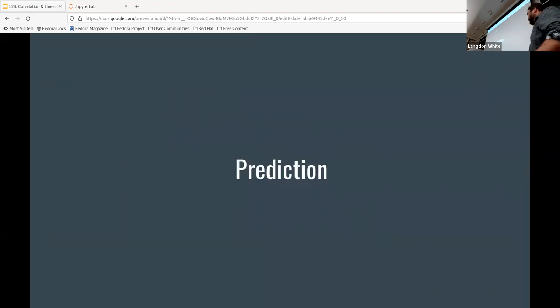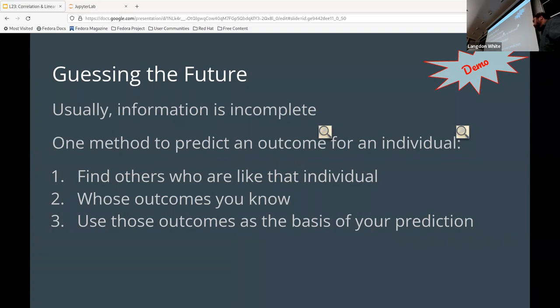All right, so first up, what we're talking about is prediction. For lack of a better term, prediction means guessing the future. And it's not very interesting unless the information is incomplete, right? If we already know what the future is, it's not much fun guessing. Some of the examples we'll give have things that we already know because we want to test them, but in general, this becomes useful when you're trying to guess something in the future.